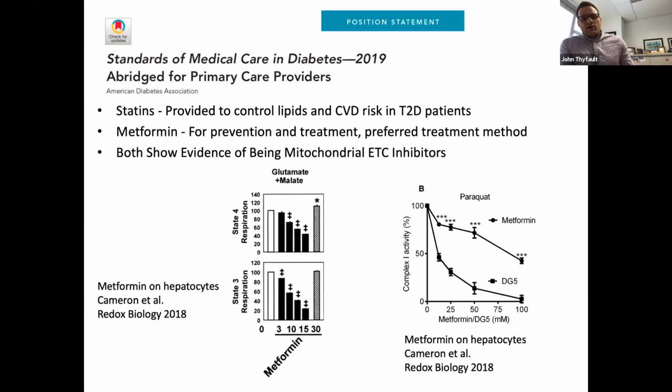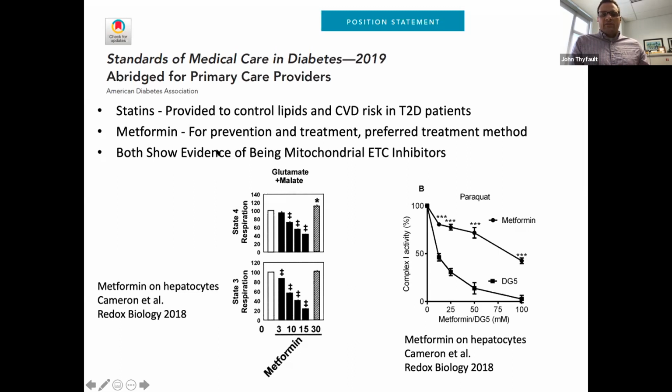And I kind of want to move on to just a real quick look at another commonly used drug for metabolic health, metformin. And of course, if you get type 2 diabetes, the American Diabetes Association guidelines are that you should get on a metformin and you should get on a statin. The statin is to control lipids and reduce cardiovascular risk. And the metformin is for prevention and treatment of type 2 diabetes, and it basically lowers glucose.